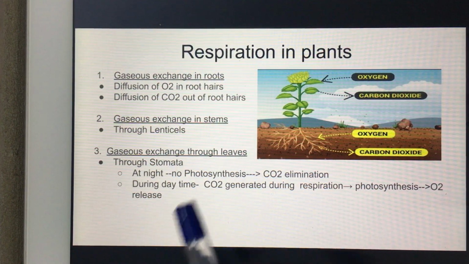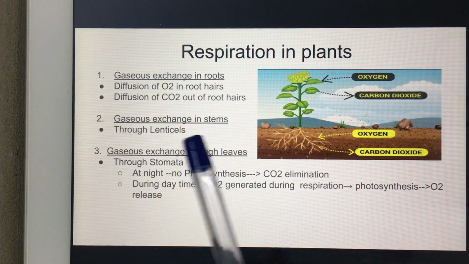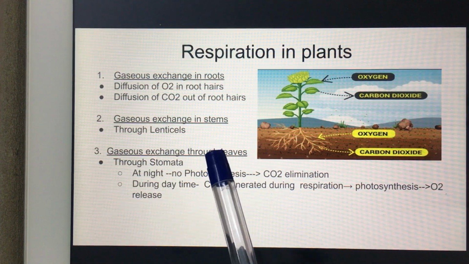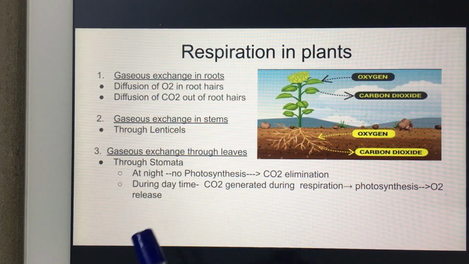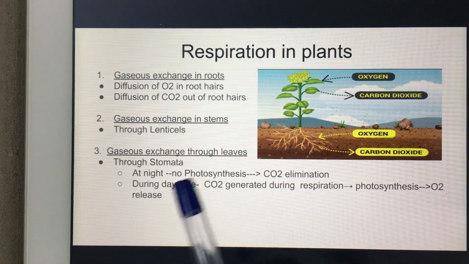Takes place by the process of diffusion. Next is gaseous exchange in stems. It is through the lenticels. The lenticels are the special pores which are present in the old stems. So gaseous exchange takes place there also. Then comes gaseous exchange through leaves, which is the most common one.